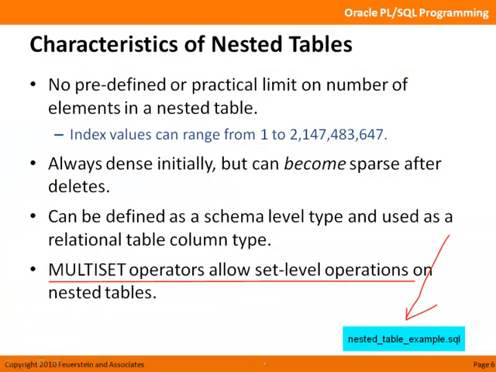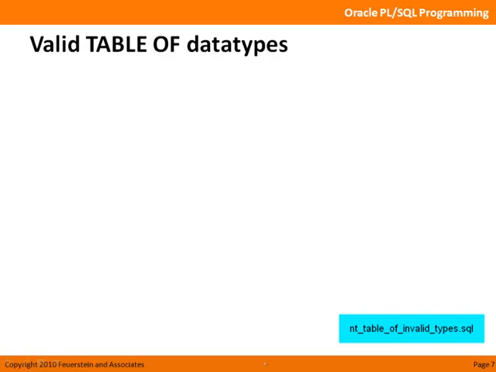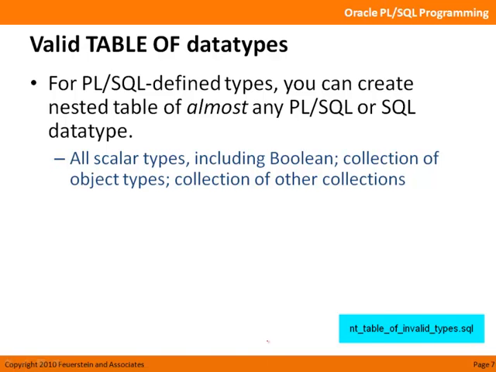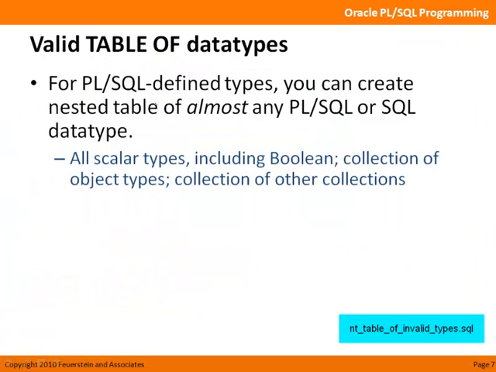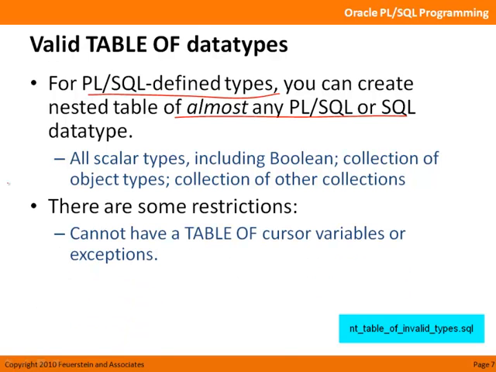Okay. So those are a nice number of examples. Let's move along. Valid table of data types. So when you declare a nested table, you say table of in the data type. For PLSQL defined types, when you define a nested table inside a PLSQL block, you can create a nested table of almost any PLSQL or SQL data type. So scalars, booleans, you can have collections of object types, collections of other collections, all possible from within your PLSQL code. However, there are some restrictions. You can't have tables of things like cursor variables or exceptions. Those don't have a state that can be stored inside a collection.